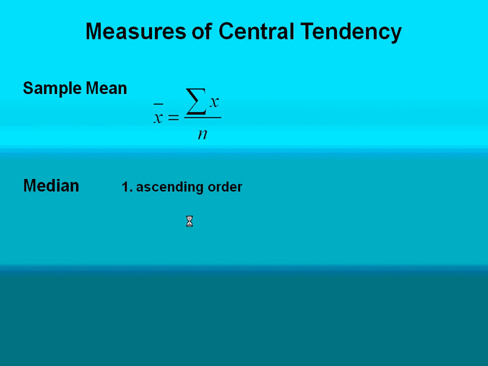The median, the middle number. First, put your data set in ascending order. And if your data set has an odd number of values, then you have a middle observation, and that's your median. In this example, 7 is right in the center out of the 5 numbers, so 7 is your median.